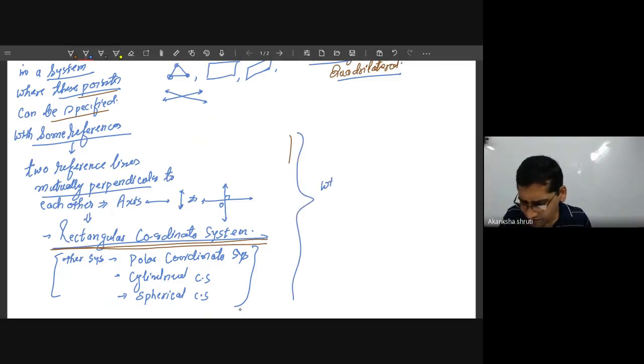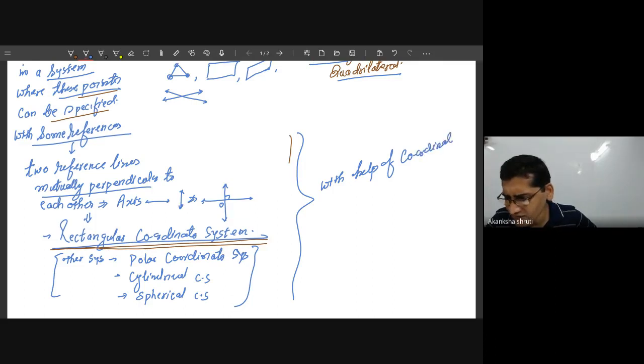So with the help of this coordinate system, geometrical figures are analyzed.